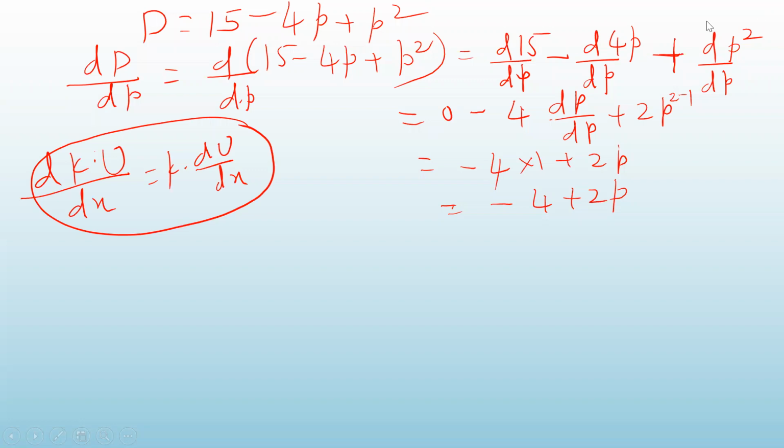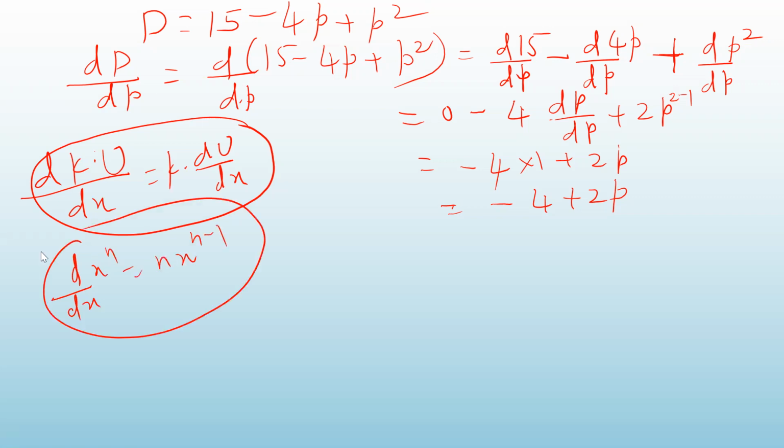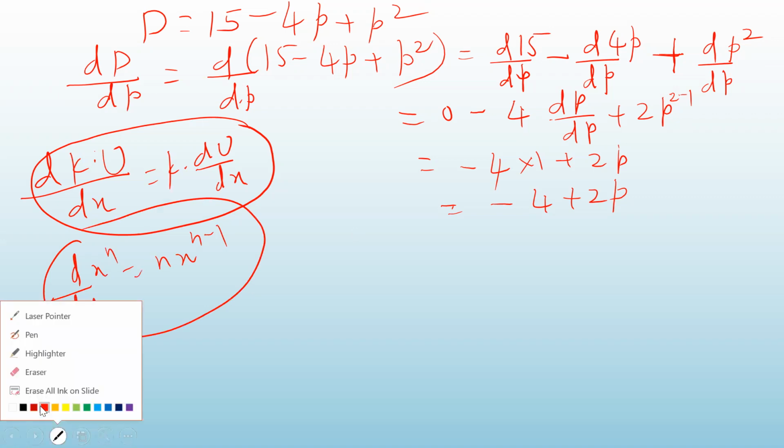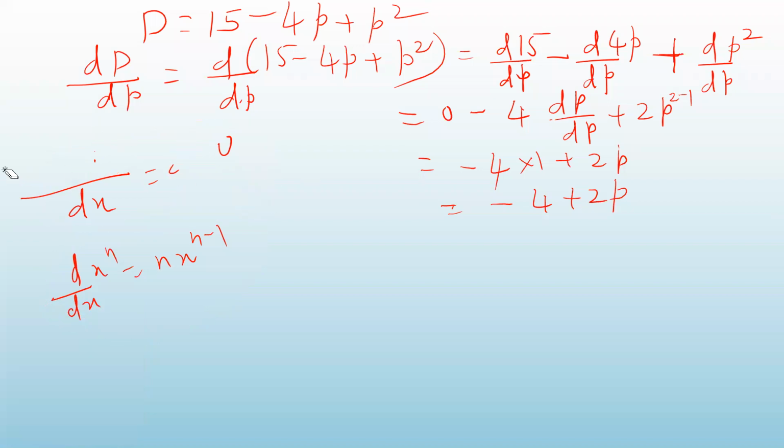And this is nothing but our formula for derivative of x to the power n, that is n into x raised to n minus 1. This one. In place of x here, I am having p. That's all. So 2 into p raised to 2 minus 1. I hope you have understood this. Okay. So it is just the same rule and same formula. The only thing is that we are having p in place of x. So we got derivative of d with respect to p as minus 4 plus 2p.